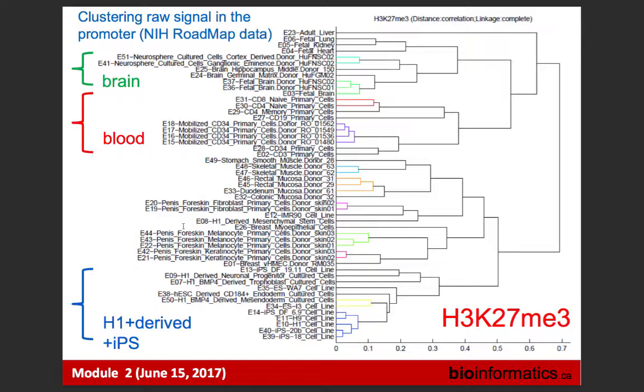And what you can see is that our cells are clustering according to biology. We did nothing. We just calculated the raw signal. You can even count reads in the promoter after your alignment. We did nothing sophisticated, but all brain cells are coming together, all blood cells are coming together, H1 and derived cells coming together, as well as iPS cells. So that's an example of, at least, what you can consider a good QC, because you've done it, and you can state that your data look right.